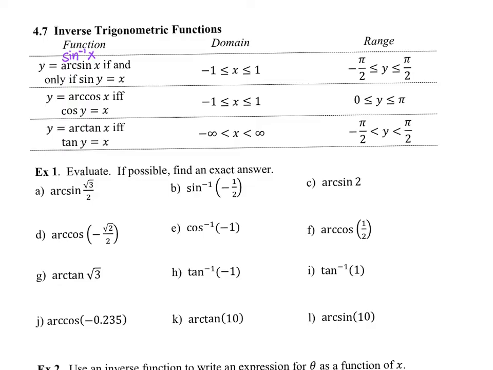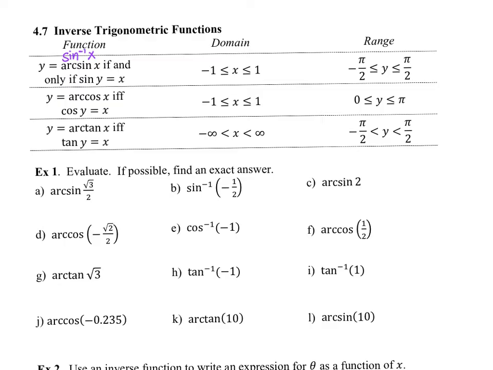Okay, so for y = arccosine x, which could also be written as cosine to the -1 x, the domain is -1 to 1, and it can equal both. But then we had to restrict the range from 0 to π in order to maintain the functionality of inverse cosine. And y = arctangent x, the domain is -∞ to infinity because the graph of the inverse extended forever left and right. But the range was restricted between -π/2 and π/2, and that was based on the fact that there was a horizontal asymptote at both of those locations.